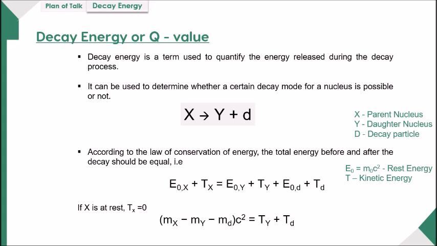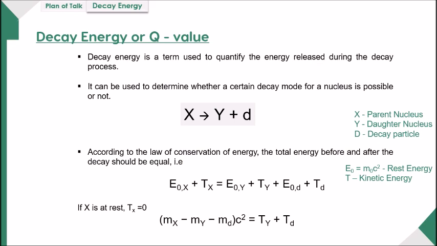The decay energy, or Q value, is a term used to quantify the energy released during the decay process. We are already familiar with many decay processes: beta decay, alpha decay, gamma decay. In all these processes there is a parent nucleus, then a daughter nucleus, and an emitted alpha, gamma or beta particle. There is a generalized form of all these reactions that we have already seen. Once again I want to stress that alpha is a particle that is a helium nucleus, 2 protons and 2 neutrons. With that I'll start the decay energy part.